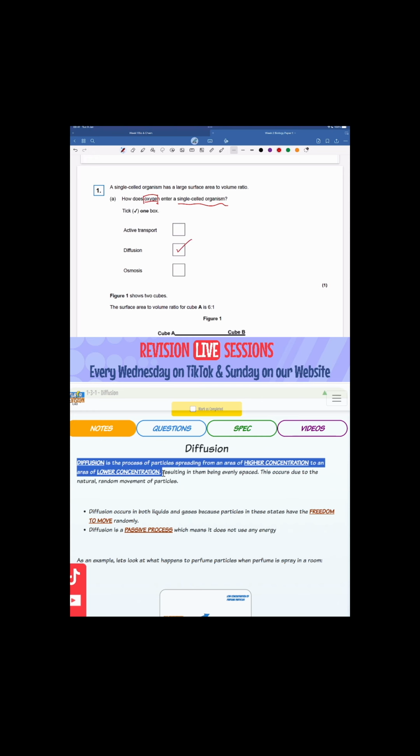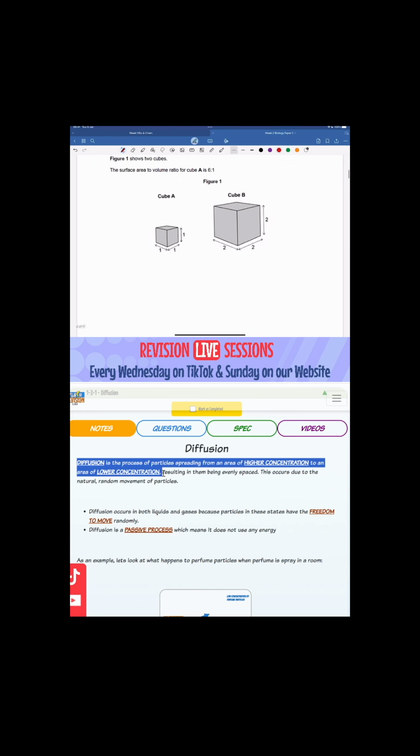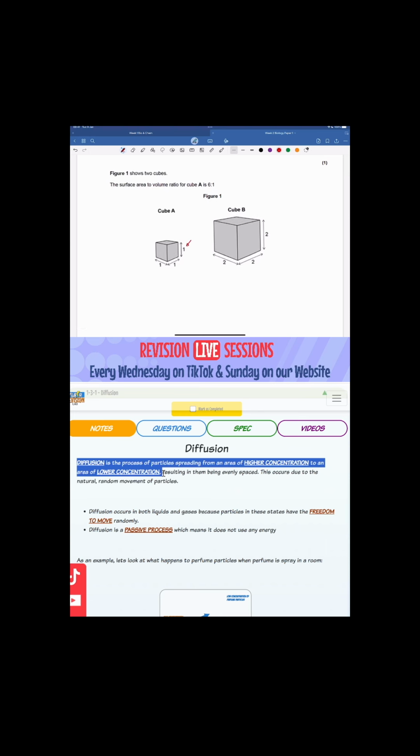Okay, so the next one is a question about surface area to volume ratio. So we've got two cubes here. They both have different lengths. So this one has a length of 1. It doesn't say if it's 1 centimeter, 2 centimeters, or they're talking about meters, but it doesn't matter. So one's got a length of 1. The other one has a length of 2.